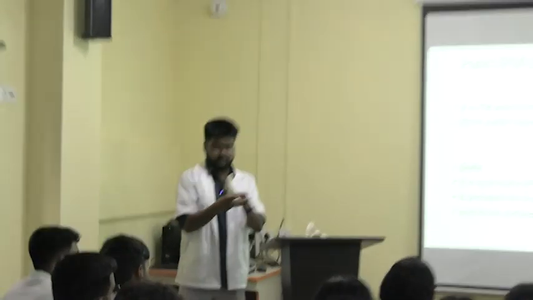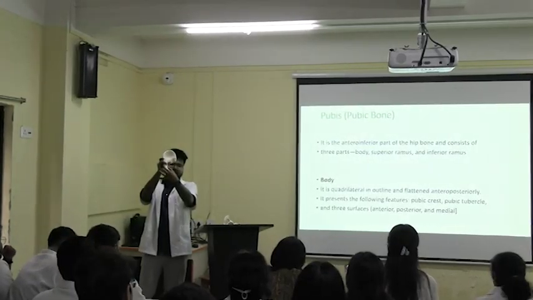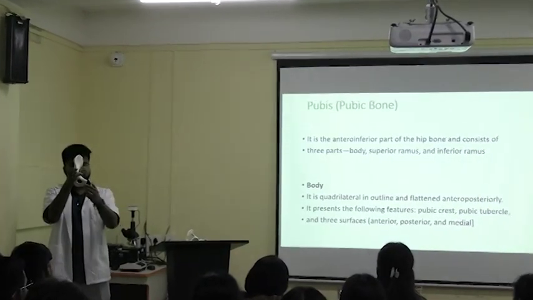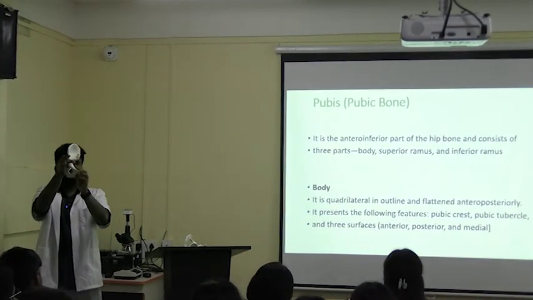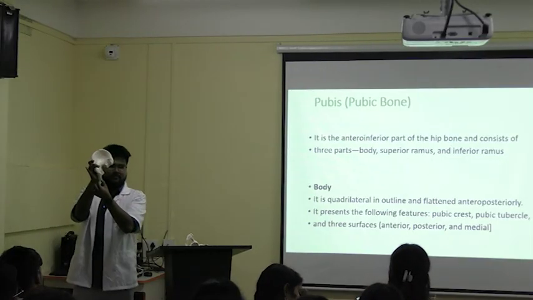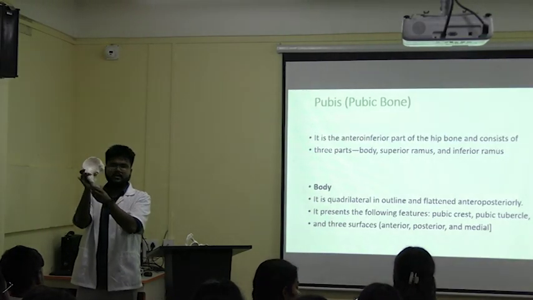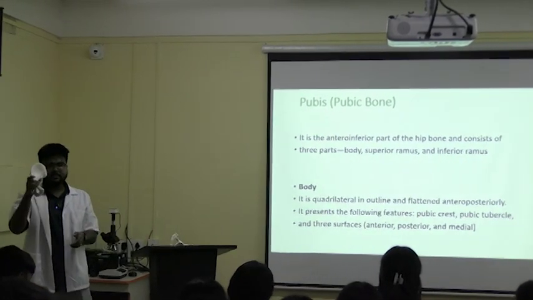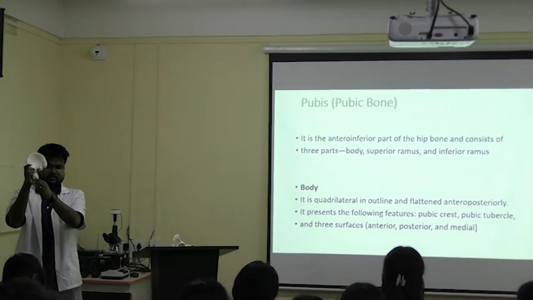Next, we have to discuss the pubic part. This is the last part. This is the pubic part, present anteromedially. It has three parts mainly: the superior ramus, the body, and the inferior ramus. First we discuss the body part. This is the body.